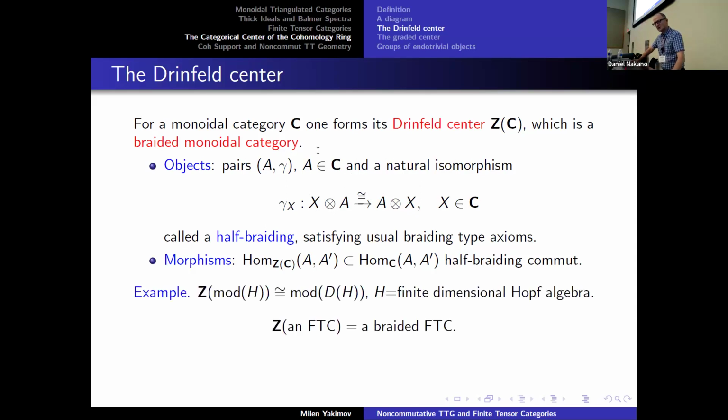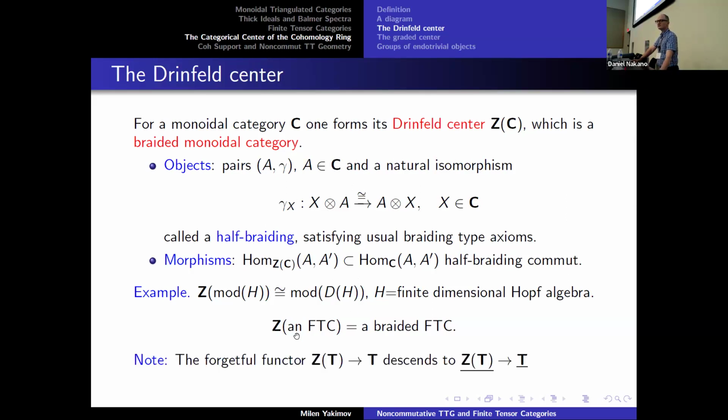And here's an example. If you look at the module category of a Hopf algebra H, then the Drinfeld center of that is precisely the module category of the Drinfeld double of the Hopf algebra. So it produces something really interesting. And then the next theorem is that the center of a finite tensor category is a braided finite tensor category.